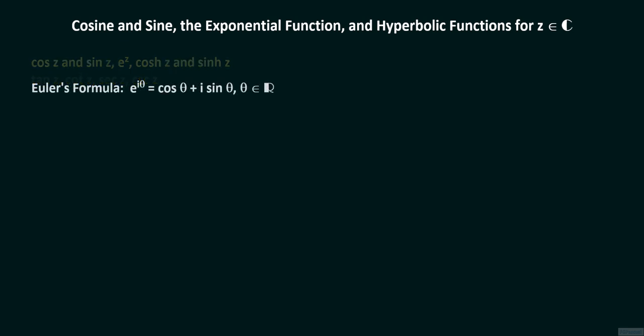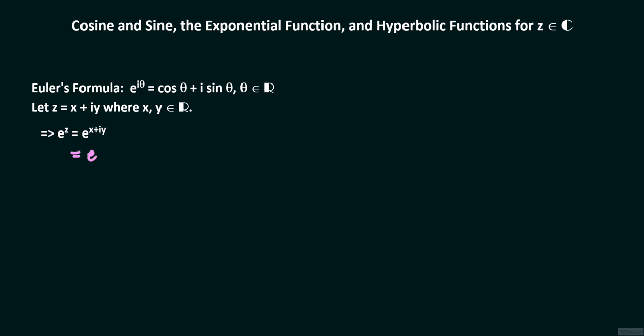We start with Euler's formula that says that e raised to the power i times theta equals cosine theta plus i times sine theta, where theta is a real number. If z is equal to x plus i times y, where x and y are real numbers, then e to the z power equals e raised to the power x plus i times y, which equals e to the x power times e to the i times y power.